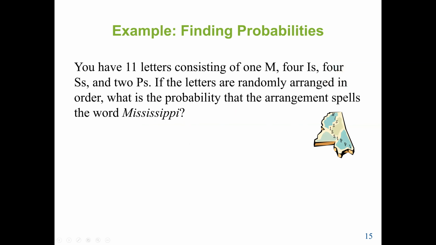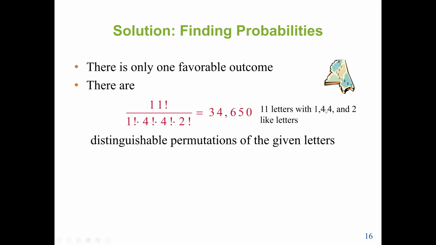Again, just by looking at the question, as we said, the letters are randomly arranged in order, so we have to use permutation. In this case, since we have 4 different letters and we know the quantity of each category, it will be a distinguishable permutation. As we saw in our previous example, we have a couple of houses, but they are different houses. So since we know the possible outcomes, now we can find the probability, which will be 1 over 34,650. That gives us 0.00029.